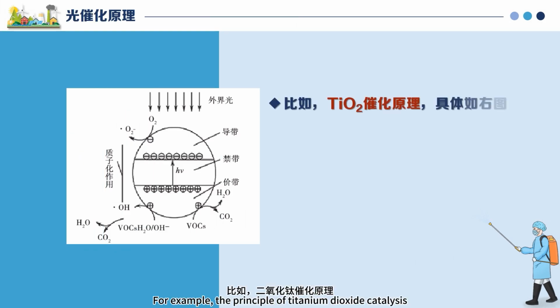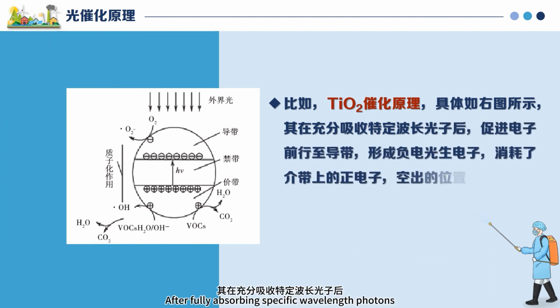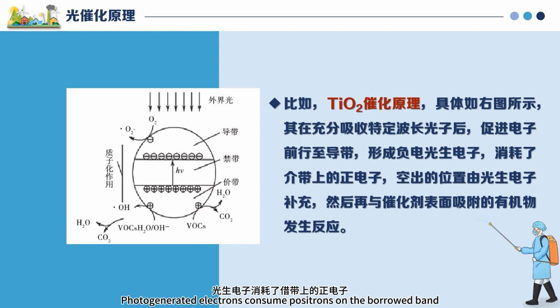For example, the principle of titanium dioxide catalysis, as shown in the right figure: after fully absorbing specific wavelength photons, electrons migrate to the conduction band to form negative charge. Photogenerated electrons leave holes in the valence band, and the vacated position is supplemented by electrons. Then, the organic matter adsorbed on the catalyst surface reacts.